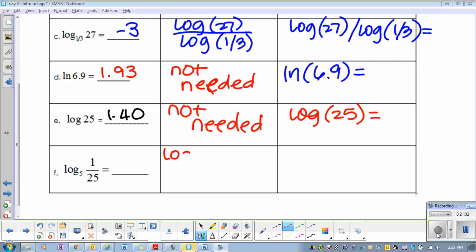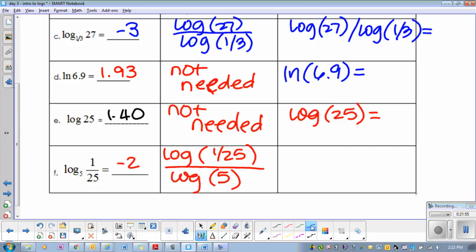So log, which one's your big font? No, that's a tiny little 5. 125. Which one's the big font? 1/25. Divided by log of 5, which should give you -2. Okay? And this, I'm going to copy this over too, just in case. Yeah, the font size, not the number, but the font size. Questions?